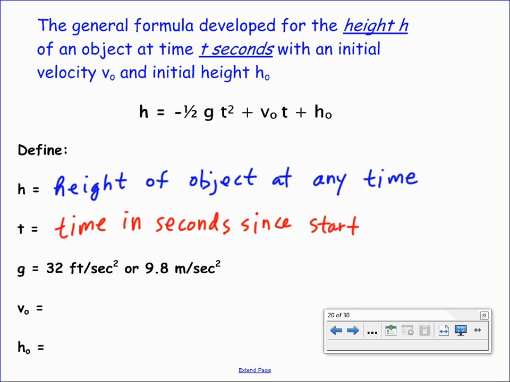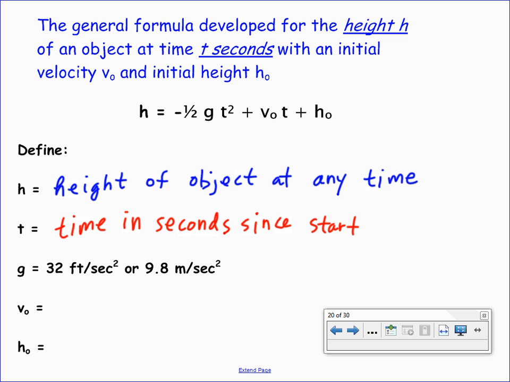G is the acceleration due to gravity. And that constant g is different depending upon if we're working in feet versus working in meters. If we're working in feet for our measurement of distance, then g is given by 32 feet per second squared. If we're working in meters, then g is given by 9.8 meters per second squared.